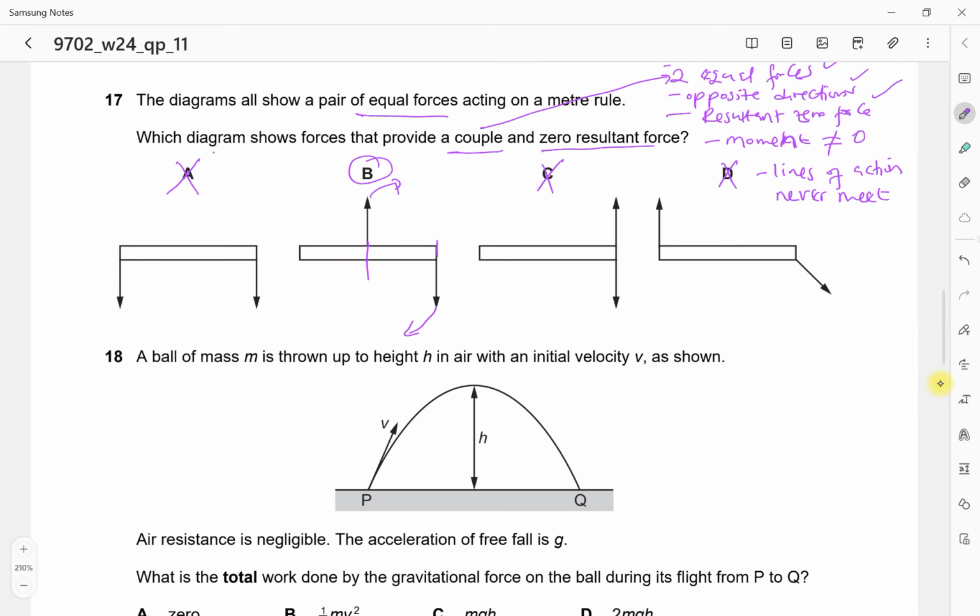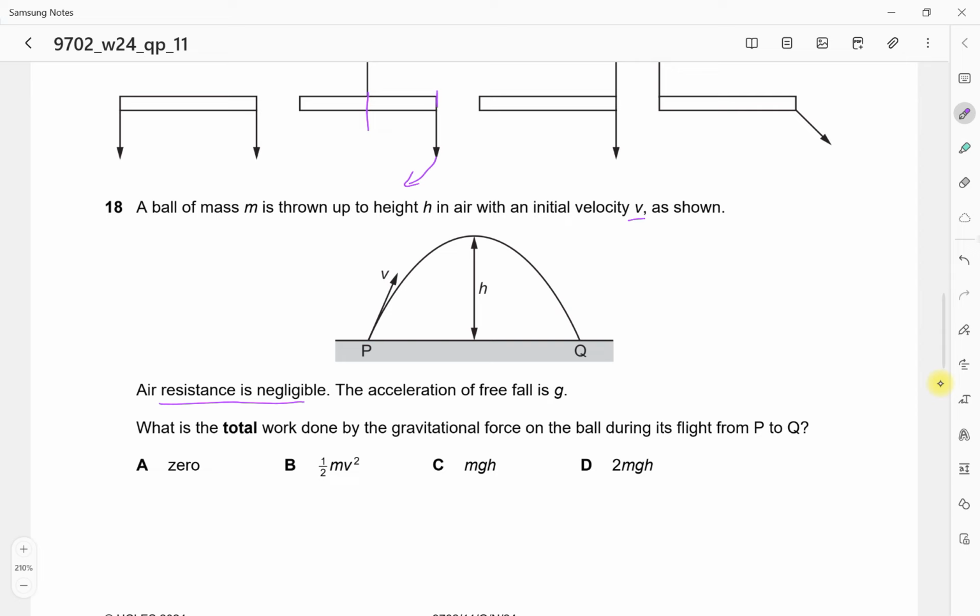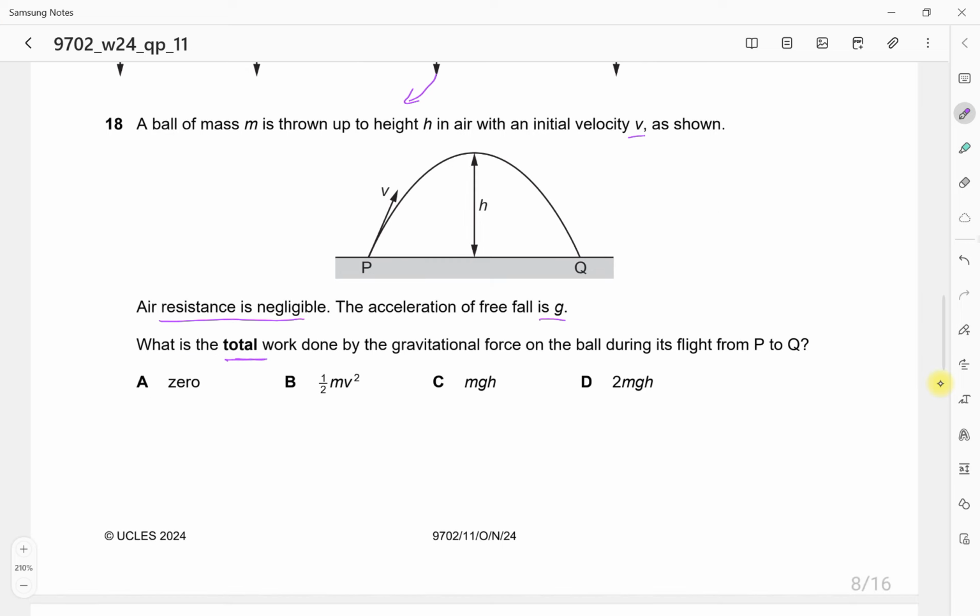A ball of mass m is thrown up to height h in air with an initial velocity v, as shown. Air resistance is negligible, so the equations of motion can be employed. The acceleration of free fall is g. What is the total work done by the gravitational force on the ball during its flight from P to Q?